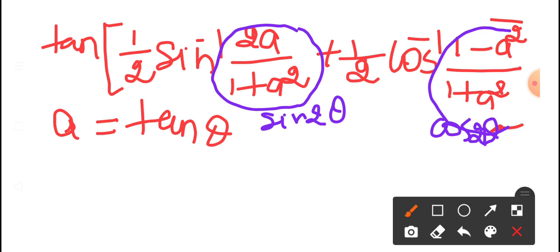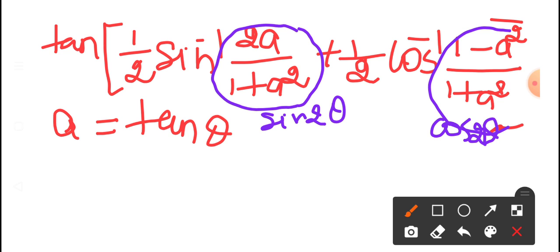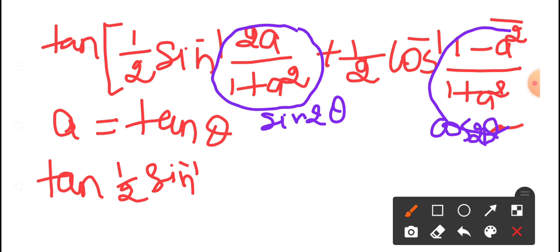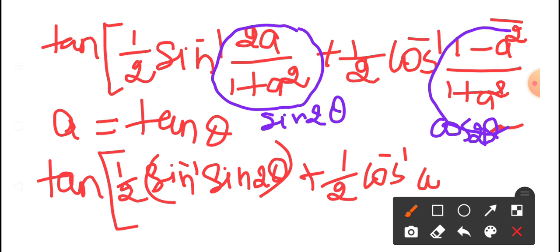Now we are going to substitute in this place. Now the given sum becomes tan of 1 by 2 into, already we have one sin inverse, now we substitute sin 2 theta, so sin inverse of sin 2 theta. Here also we write 1 by 2 into cos inverse, and we substitute cos 2 theta in the bracket, so here cos 2 theta.